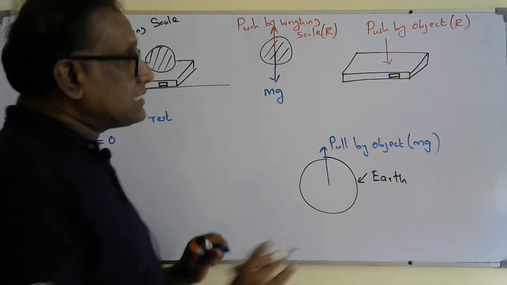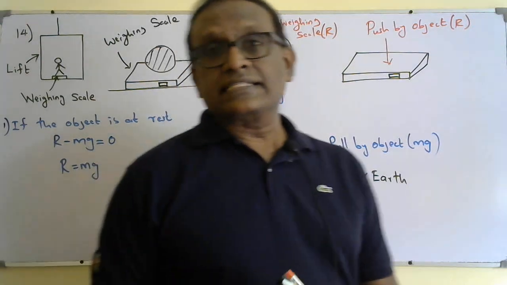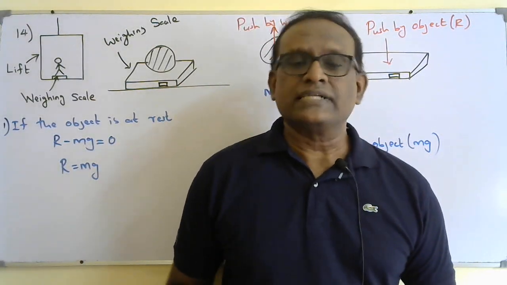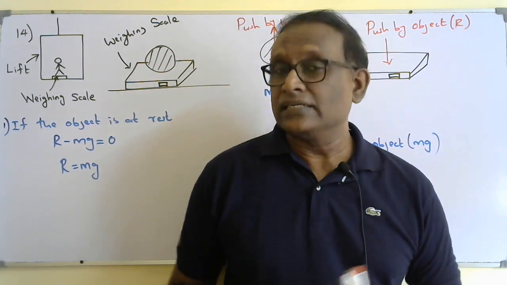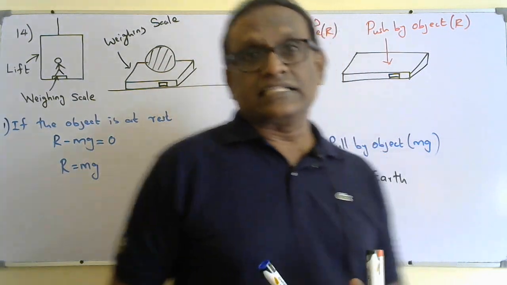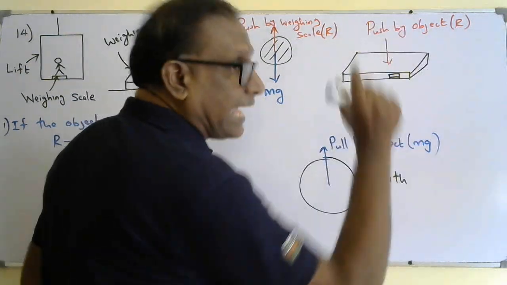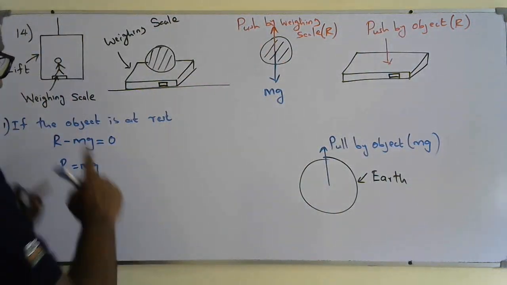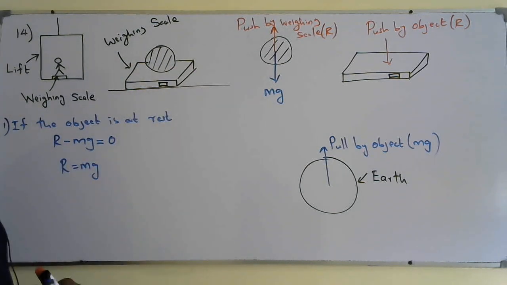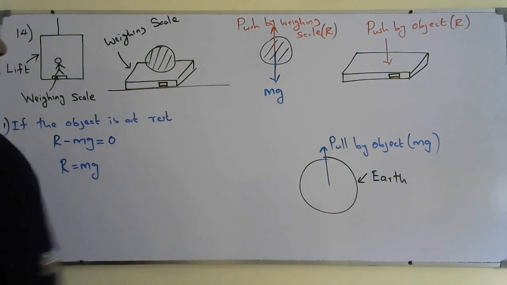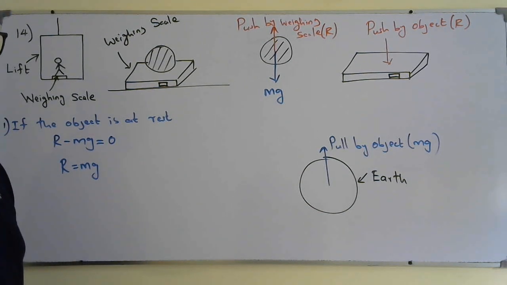So careful, don't say the weighing scale reads the weight of the object. Normally in IGCSE, we also tell the students that the weighing scale reads the weight. But actually it never reads the weight, it reads the push by the object. The push by the object can have a numerical value equal to the weight of the object only when the object is at equilibrium, where the resultant force is equal to 0.